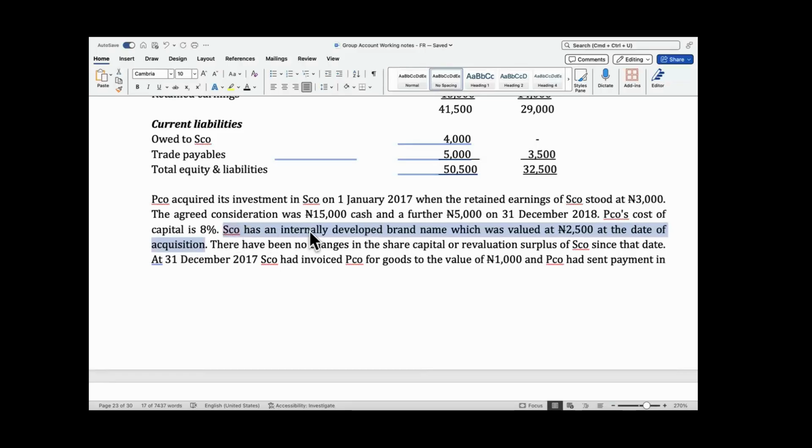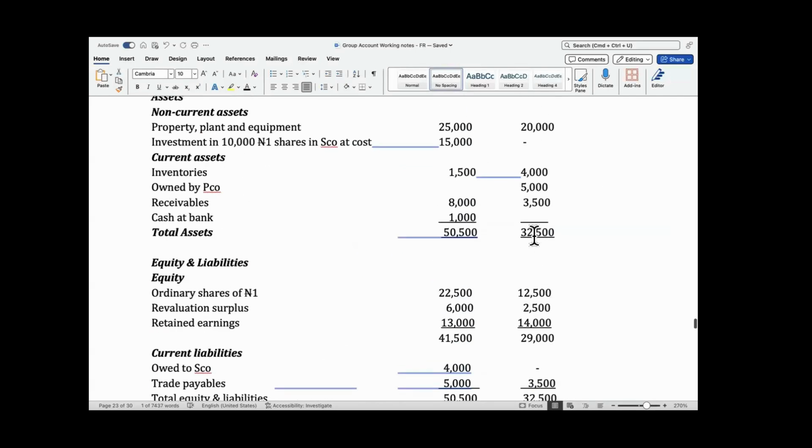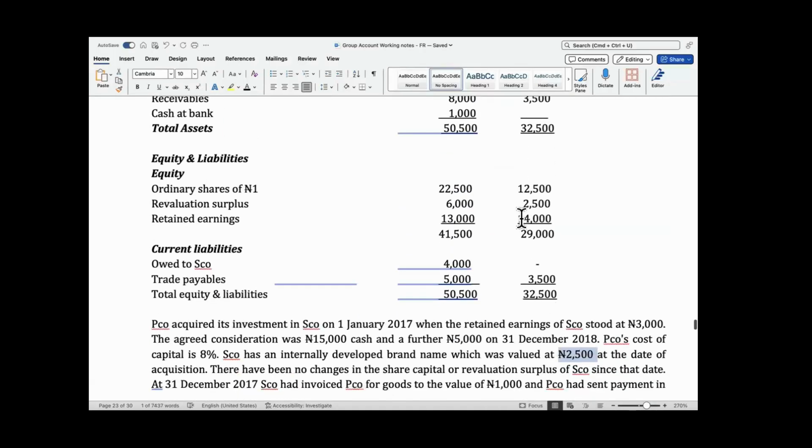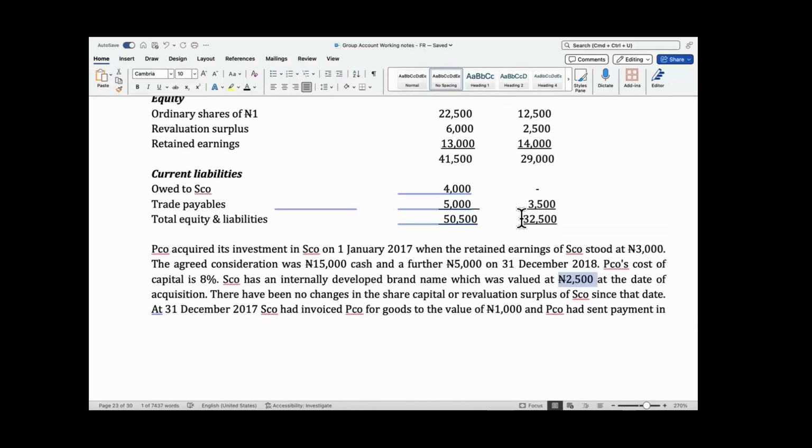So ESCO has an internally developed brand name, which was valued at 2.5. Now, this 2.5 is not in the books of ESCO separate accounts because it cannot be there according to IAS 38. It is an internally generated intangible asset. You cannot measure it. However, now that somebody has come to buy it, the parent has placed a value of 2.5 on it. So now we will introduce it in the books.